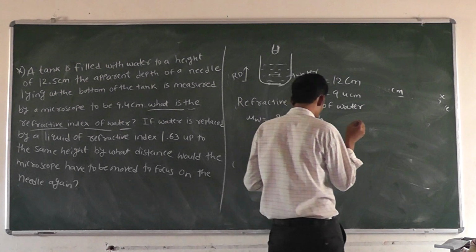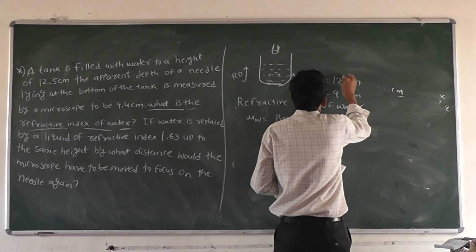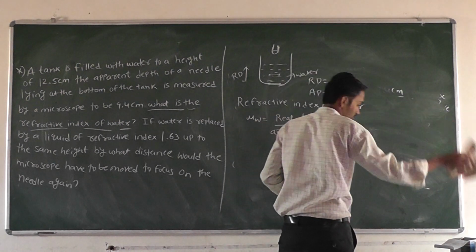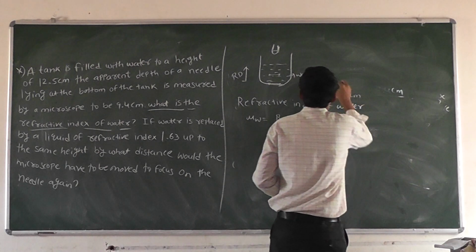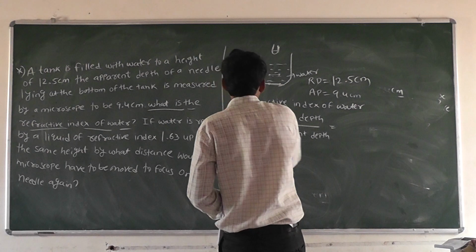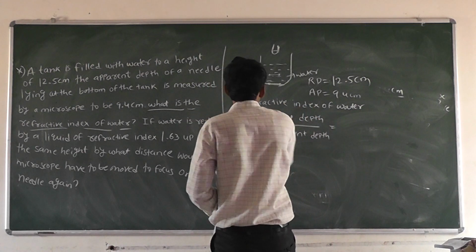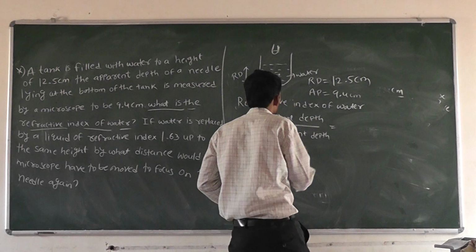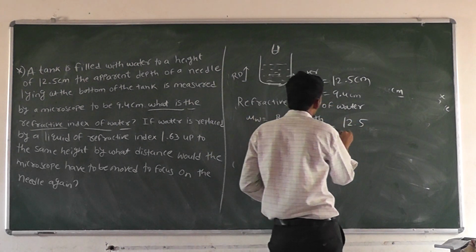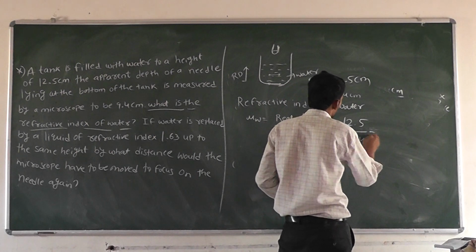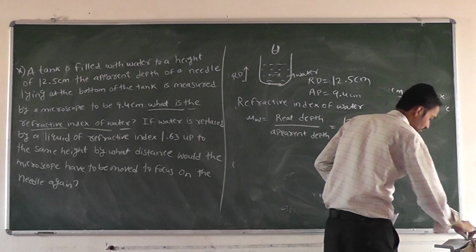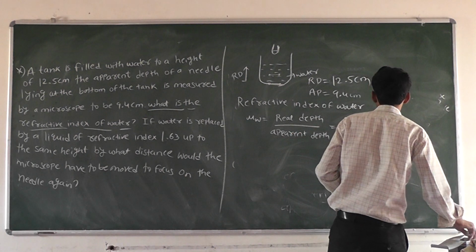So what is the real depth here? Sorry, 12.5 centimeter. See the question. The real depth is 12.5 centimeter. Apparent depth is 9.4 centimeter. So real depth value is 12.5 and apparent depth value is 9.4. So we will get the answer 1.33. So this is the refractive index of water we are finding.